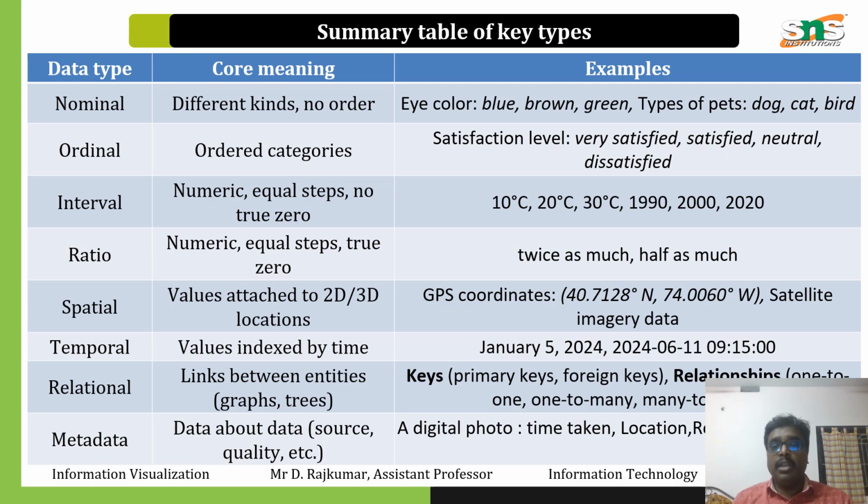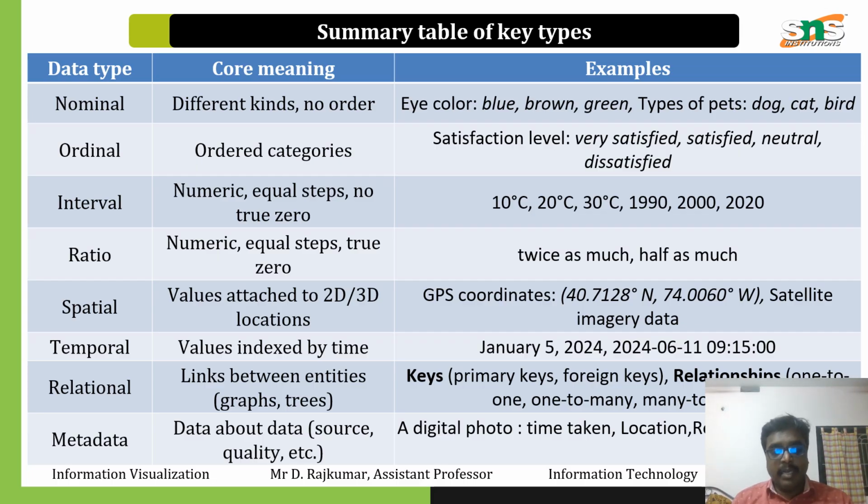Next one is spatial: GPS coordinates, satellite imagery data. Next one is temporal data, values indexed by time, for example January 5, 2024, the date, then the exact time. Next one is relational, which is a link between entities like graphs and trees, primary key and foreign key relationships, or one-to-one, one-to-many, many-to-one relationships.